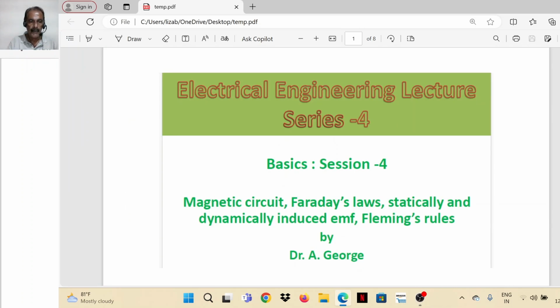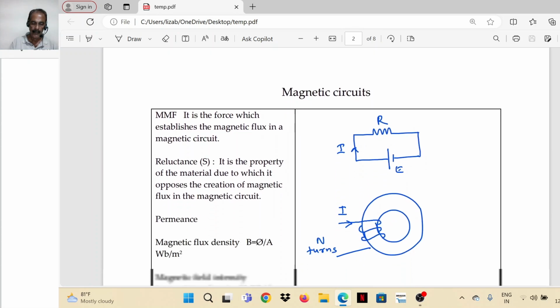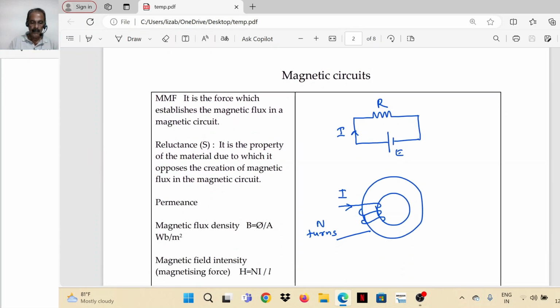So today's portions are magnetic circuits, Faraday's law, statically and dynamically induced EMF, and Fleming's rules. Magnetic circuits. Now here in the figure given is an electric circuit. So first let's have a comparative study between electric circuit and magnetic circuit and what are the similarities between them.